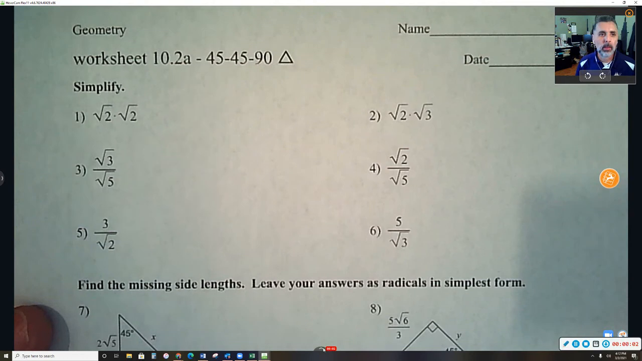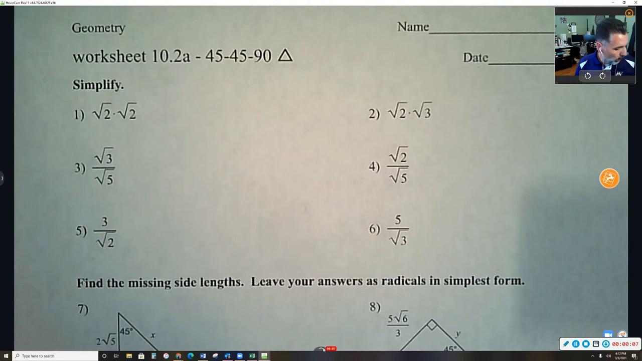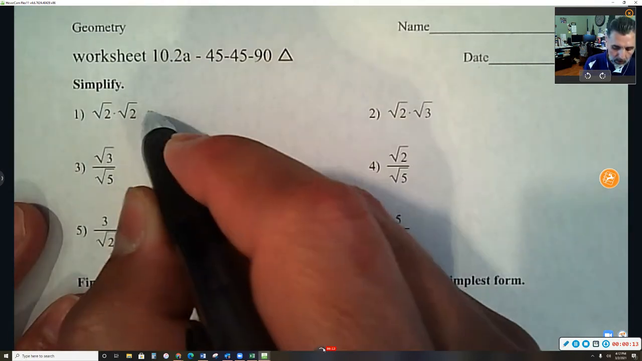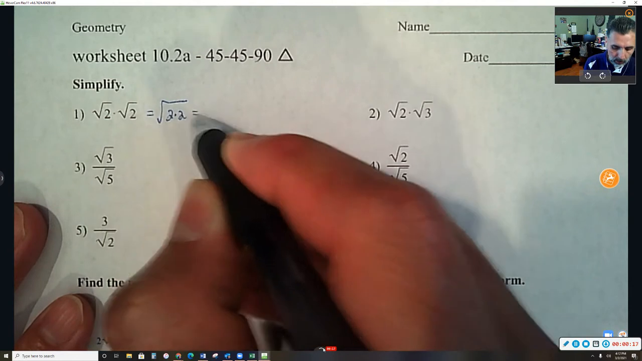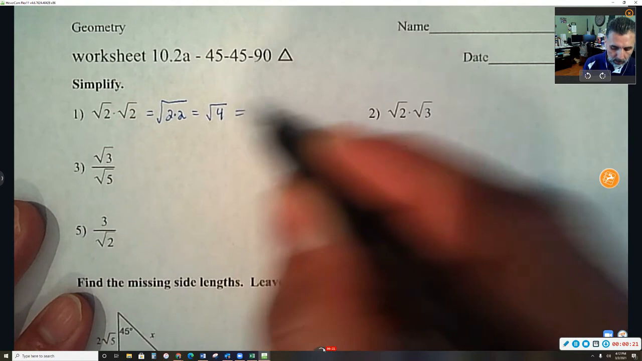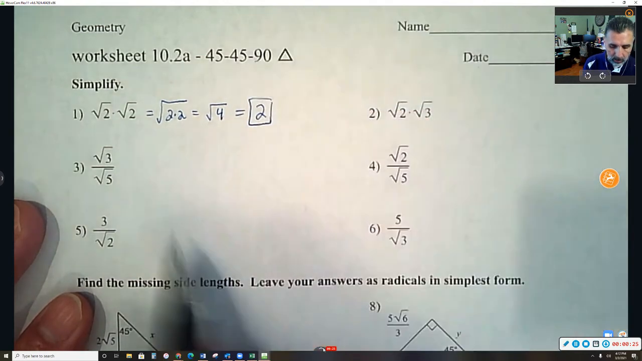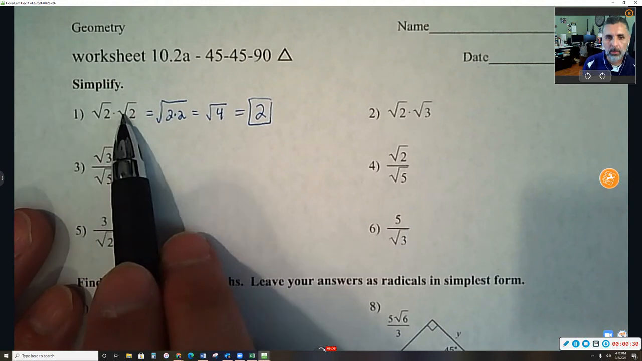Hey everyone, so here's the video explanation of worksheet 10.2a. So remember, whenever we multiply square roots, technically what happens is they both go underneath the square root, and then you multiply them, and then we all know the square root of 4 is 2. Okay? Now, after doing a bunch of these, you should be able to jump straight from this to the answer.